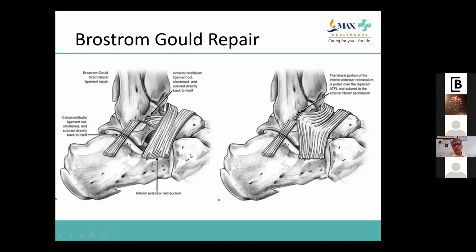If you see this photograph, this is what the original Brostrom repair is, directly repairing the torn ATFL ligament. And this is the extensor retinaculum, which is present in the foot just about a centimeter distal. So it is pulled and brought to the anterior margin of the fibula and sutured here to the periosteum over it. And this augments the Brostrom repair. That is why it is called the Brostrom-Gould repair.